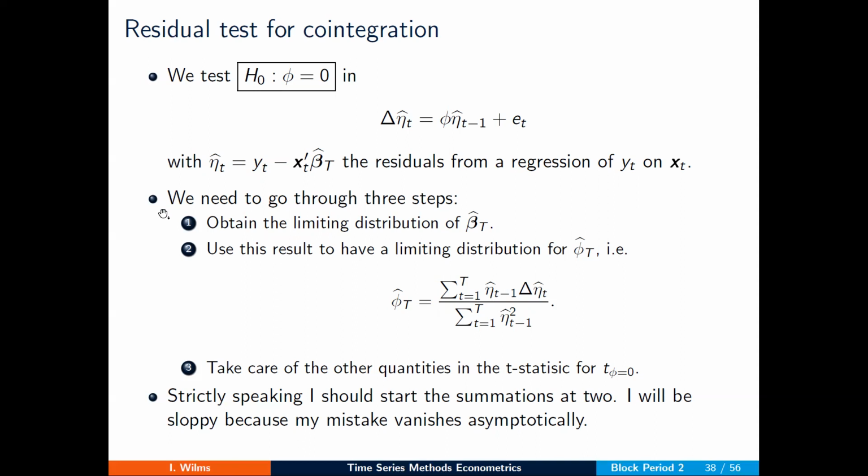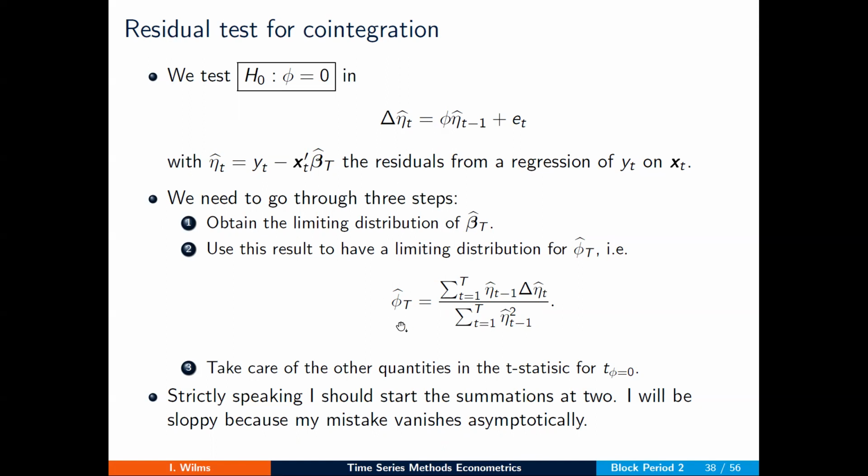Now, in order to arrive at the limiting distribution, we need to go through a couple of steps, since this time we are actually performing a unit root test on an estimated series, the residuals, in which the estimator beta hat appears. So first, we need to derive the limiting distribution of beta hat. And once we have this limiting distribution, we can retrieve the limiting distribution of phi hat in our test equation.